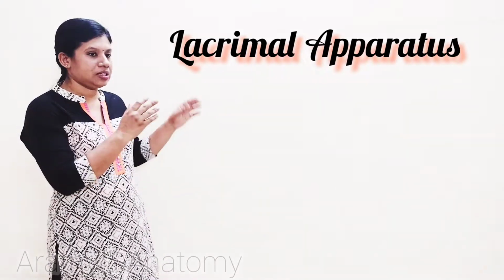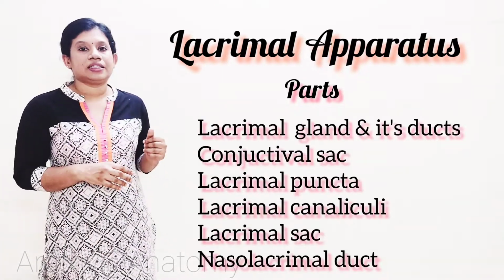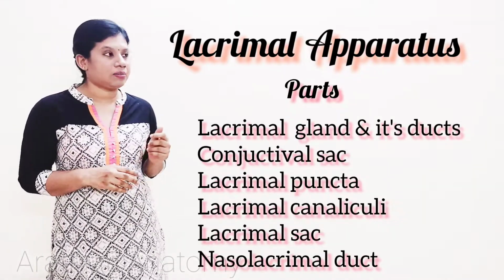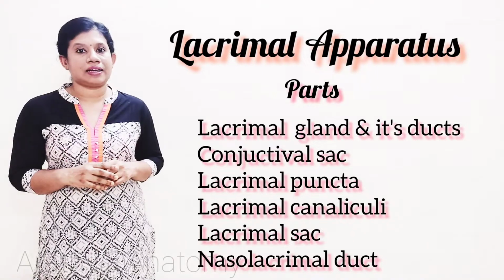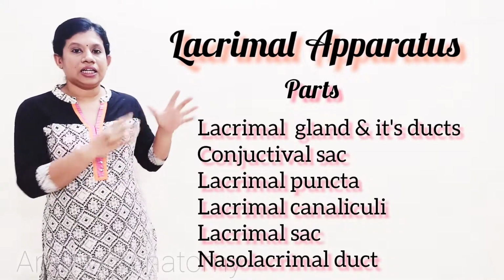The lacrimal apparatus consists of the lacrimal gland and its duct, the conjunctival sac, the lacrimal puncta and lacrimal canaliculi, the lacrimal sac, and the nasolacrimal duct. These are the parts of the lacrimal apparatus, and you should know each part in detail. What is the importance of knowing this? When you cry, the tears come out through the eyes, and some of the fluid also comes out through the nose. By knowing the lacrimal apparatus, you will understand how it comes out through the nose.